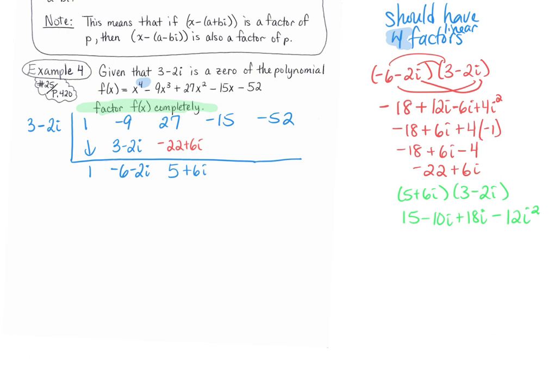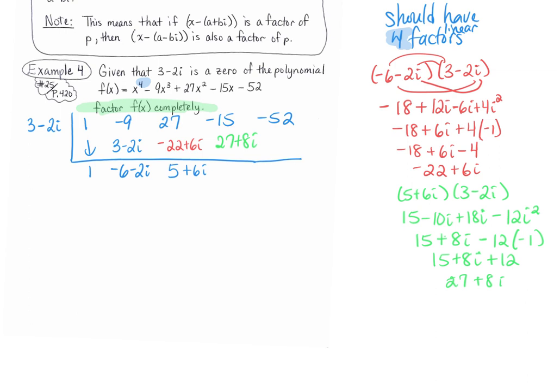So now that gives us 15. What's minus 10i plus 18i? 8i. Minus 12 times negative 1, so you get 15 plus 8i. What's the rest? Plus 12. What do you get? 27 plus 8i. Add. What do you get?